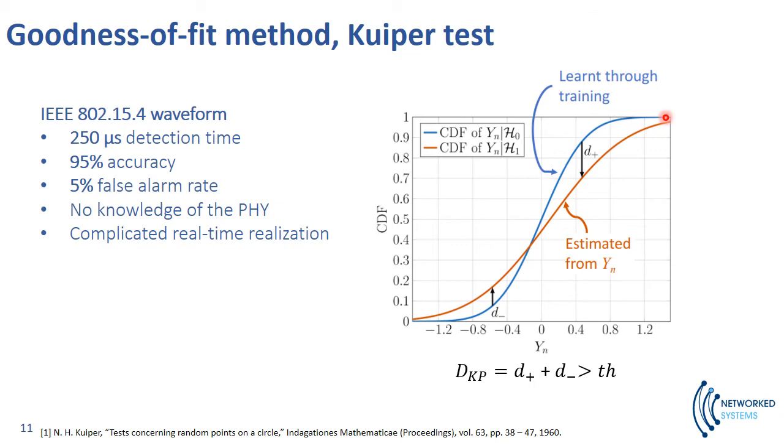So with this kind of approach, what it could achieve is 250 microsecond detection time for a Zigbee-like waveform with 95% accuracy and 5% false alarm rate. The point is, this approach doesn't need much information about the PHY layer. However, it is a bit complicated in the sense of real-time implementation.